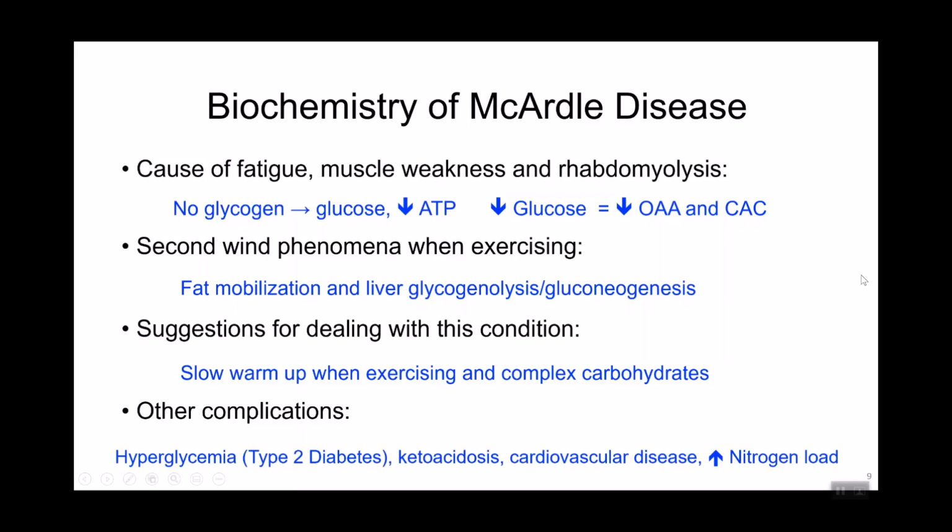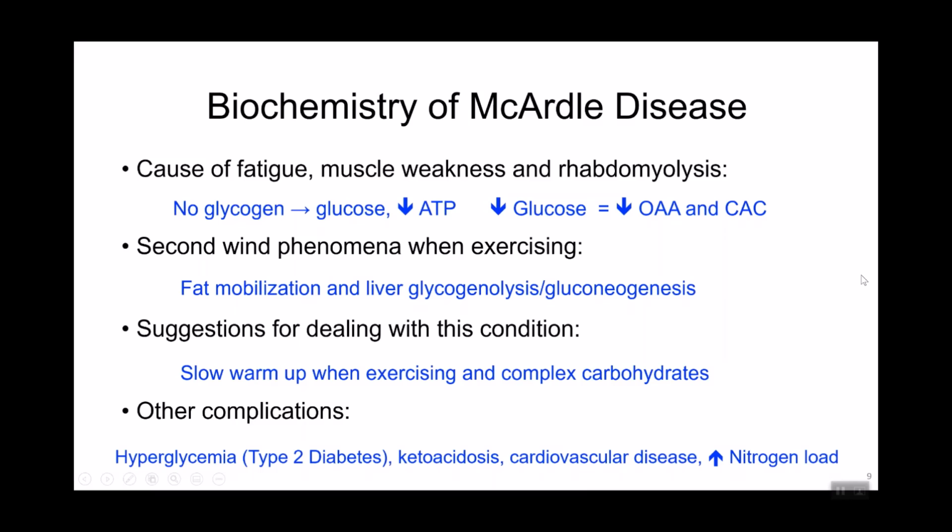Some things that we might be concerned about for somebody who has McArdle's disease is hyperglycemia. So if you have hyperglycemia, this can lead to type 2 diabetes. This is because their muscle cells can store glycogen, but they can't break it down. So effectively, all of their glycogen stores are filled up with glucose, and they can't store any excess glucose as muscle glycogen.